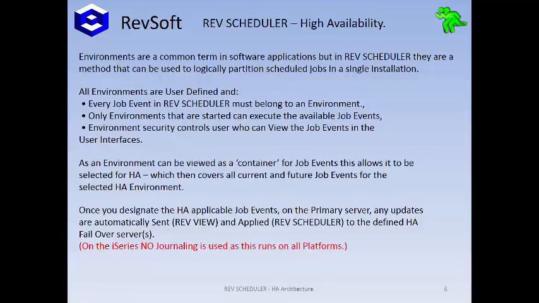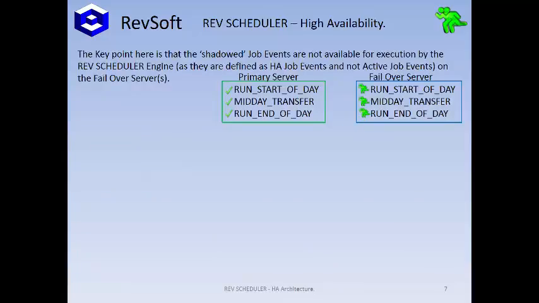Once you designate the HA applicable job events on the primary server, any updates are automatically sent by REV View and applied by REV Scheduler to the defined failover server or servers. Just a note, no iSeries journaling is used, as this runs on all platforms from a laptop through to a mainframe. The key point here is that the shadow job events are not available for execution by the REV Scheduler engine, as they're registered as HA job events and not active job events on the failover server or servers. So after they're selected, they're automatically shadowed, but they are not available to run.